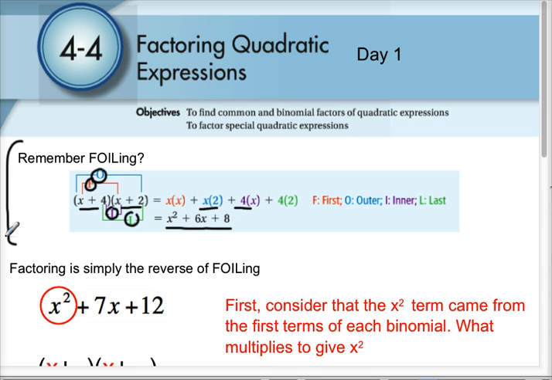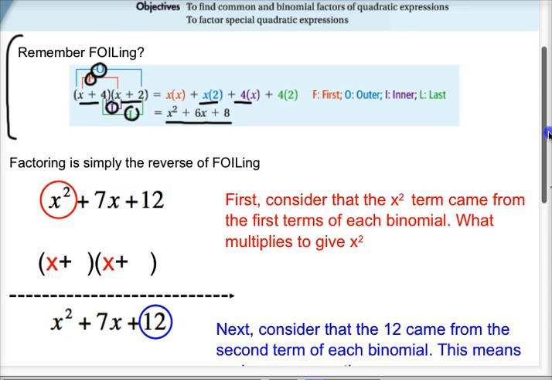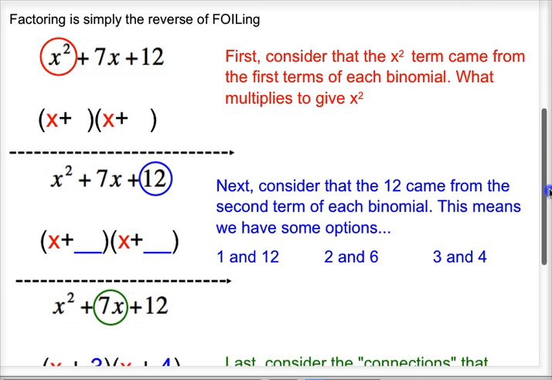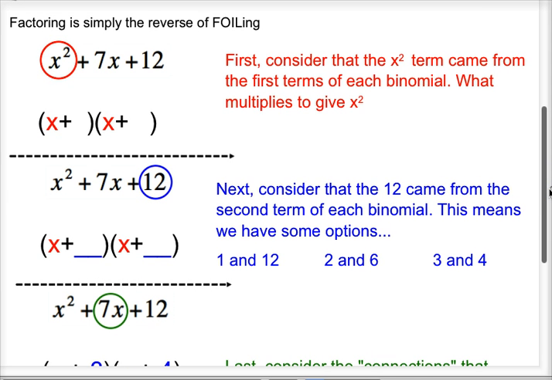Now, what we're going to focus on these next couple of days is doing the reverse. We want to start with that standard form quadratic, and we want to get back into the factored form. We want to get back into the form where it's 2 multiplied binomials. So, how do we do this? Well, again, it's the reverse of foiling, and this is something you learned back in algebra in the 9th grade. So, let's review what this looks like.